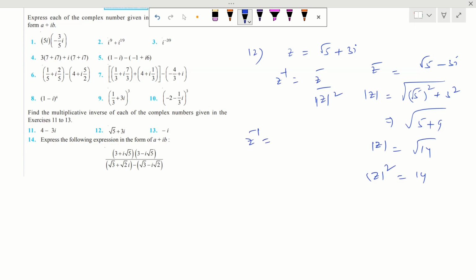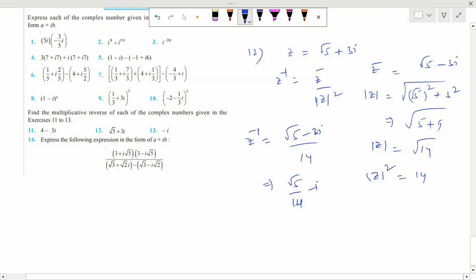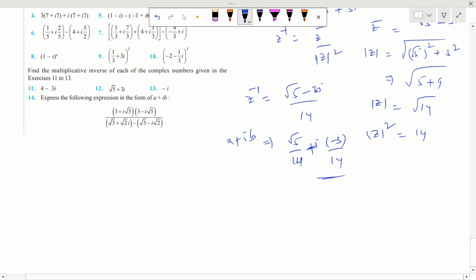Then if you put these values here, what is z inverse? z bar is root 5 minus 3i, divided by 14. We can write this separately: root 5 divided by 14, minus i times 3 divided by 14. We need to express it in the form of a plus ib, right? Therefore I am taking the minus on this side.